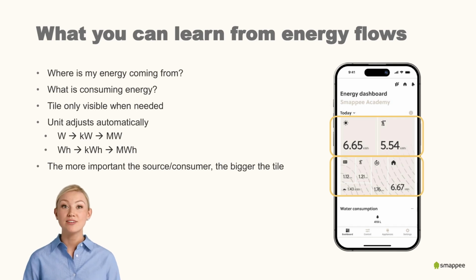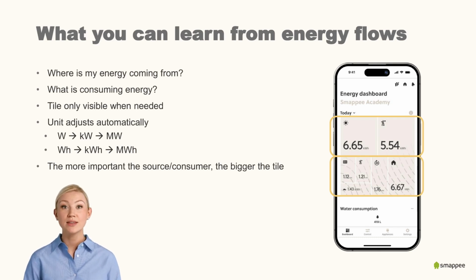Let's start with a general introduction. The combination of all the tiles are grouped into two distinct sections. The upper section represents your energy sources. In other words, where is the energy coming from that feeds your electrical appliances? The lower section represents your energy consumers. In other words, which appliances are consuming the sourced energy.